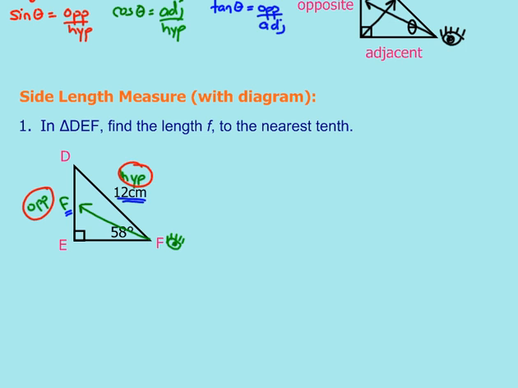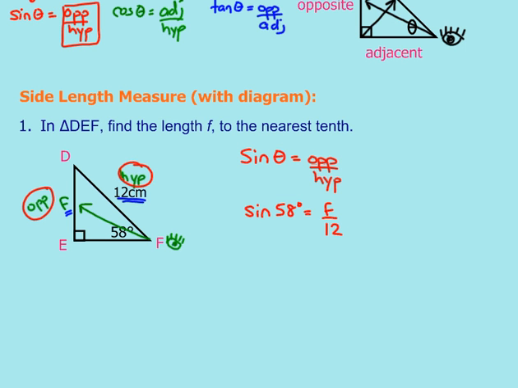Which of the three primary trig ratios uses opposite and hypotenuse? That looks like it's going to be sine. That tells me that I'm going to use a sine formula. Okay, let's start filling it in now. So sine theta, your theta is your angle, which is 58 degrees, is equal to opposite, and that's your unknown, over hypotenuse, which was 12.